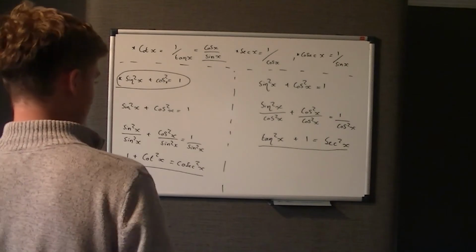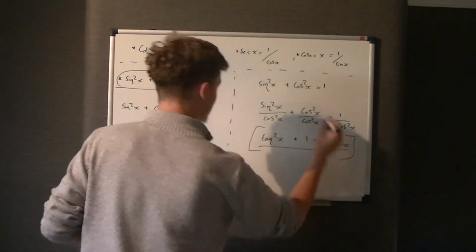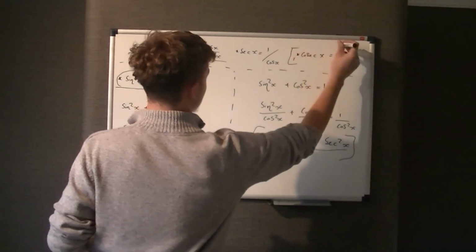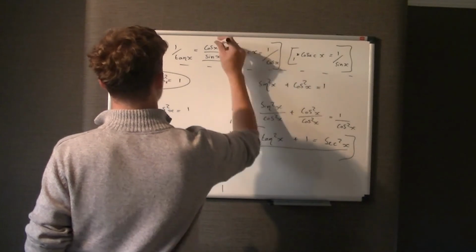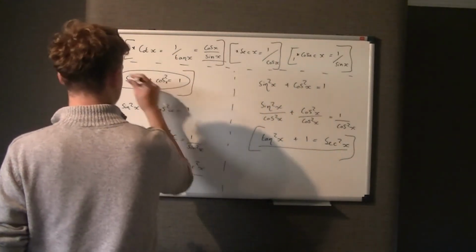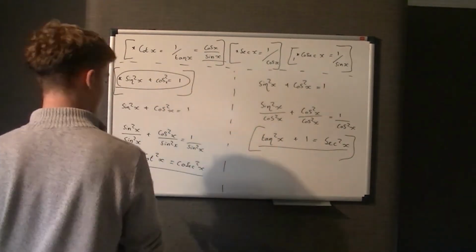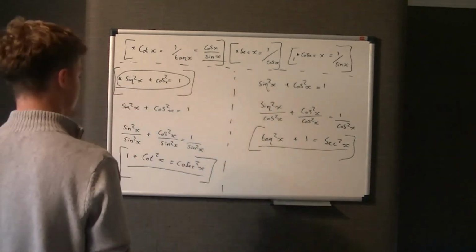So there are your two identities there. So the ones you should know are these. And obviously everyone should be aware by now, sin x over cos x is tan x. So what I've done is I've put square brackets around all the identities that you need to know.